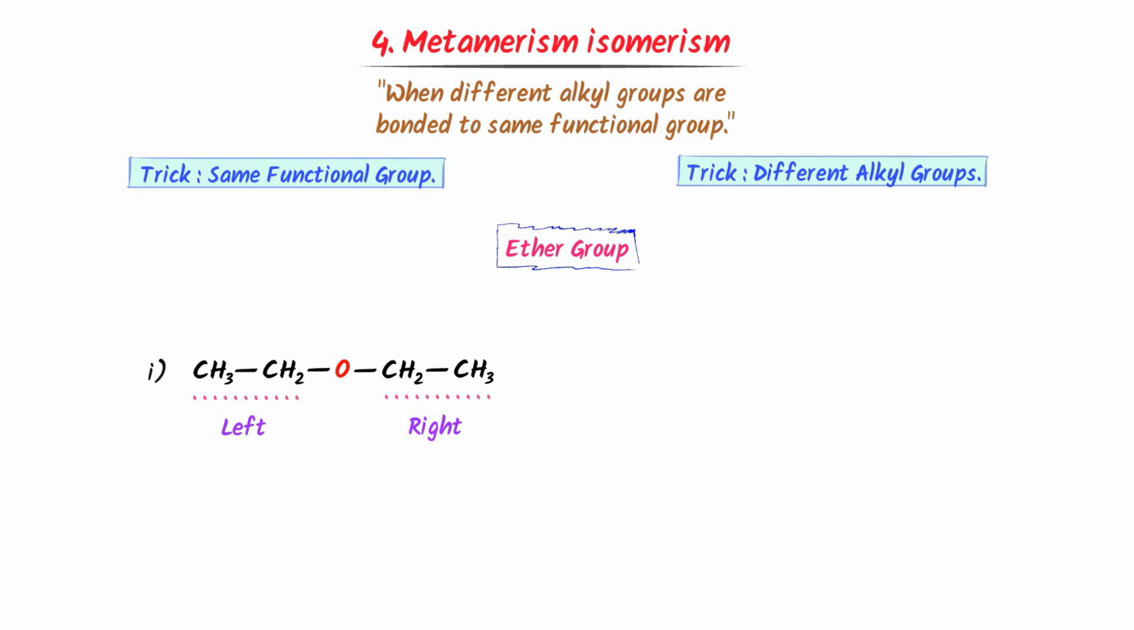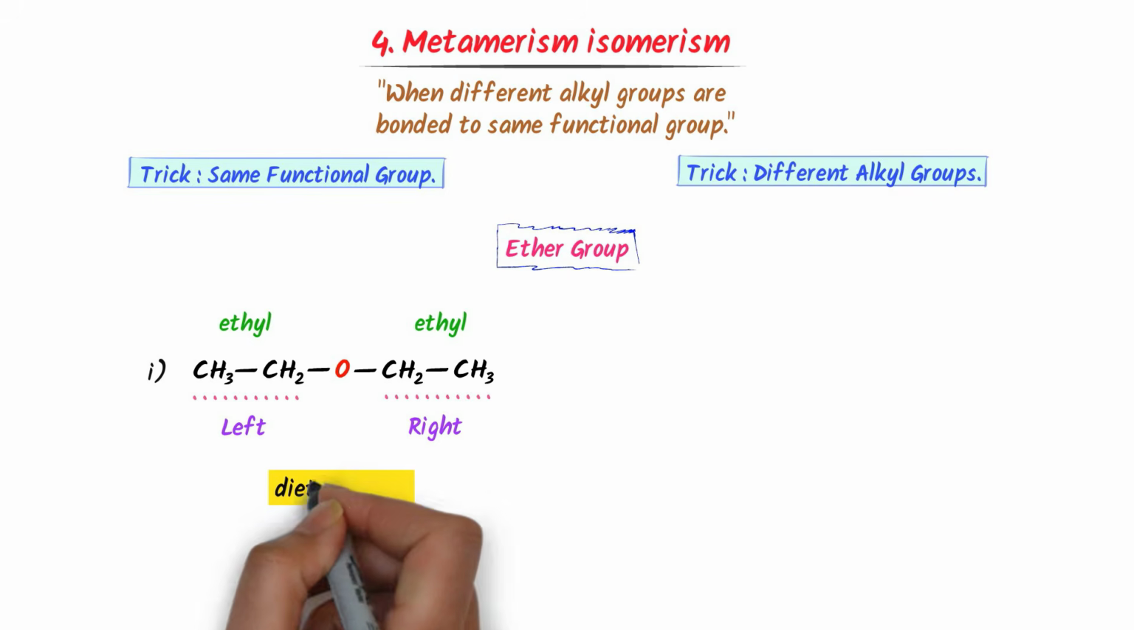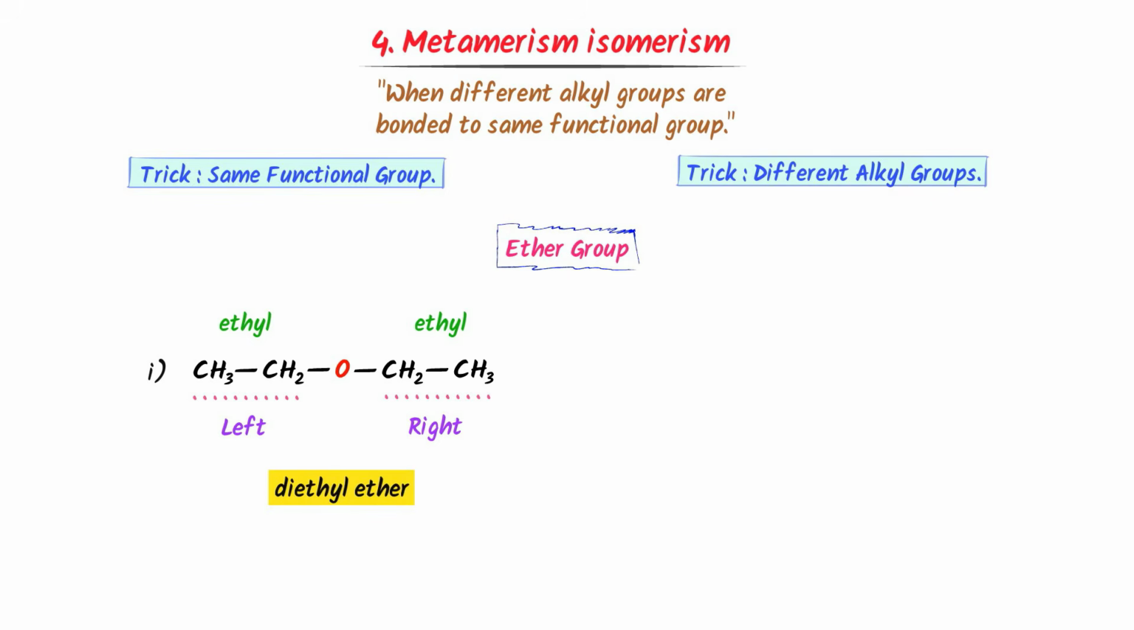At the left side, there is ethyl, while at the right side, there is also ethyl. This ether contains two ethyl groups. We call it diethyl ether. Now listen carefully. I shift this CH2 from the left side to the right side.